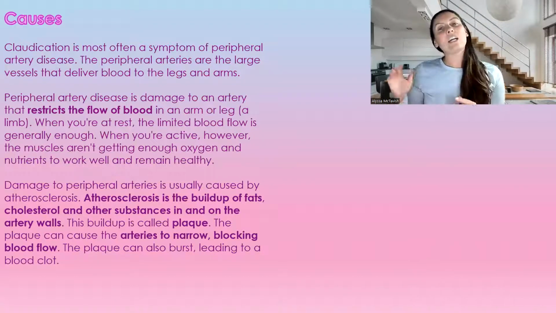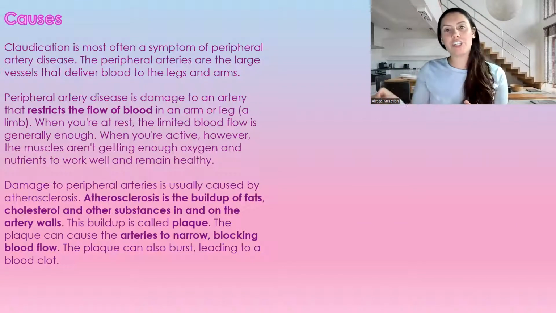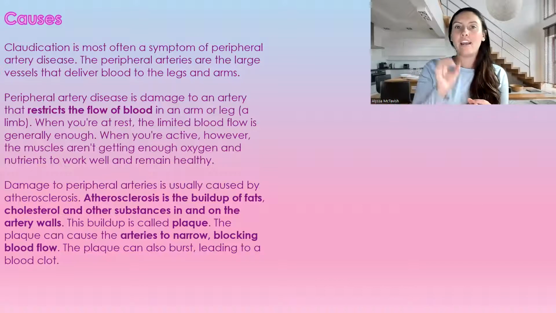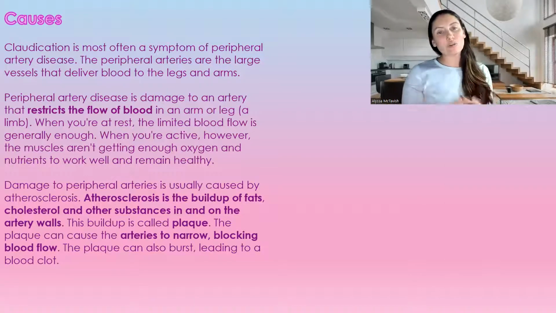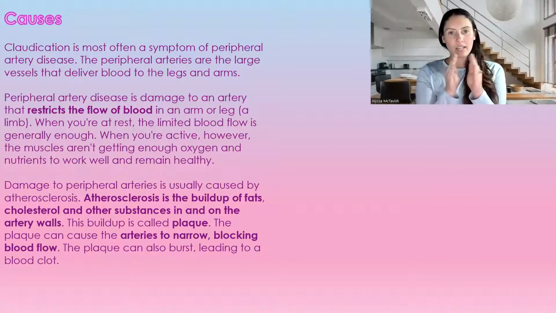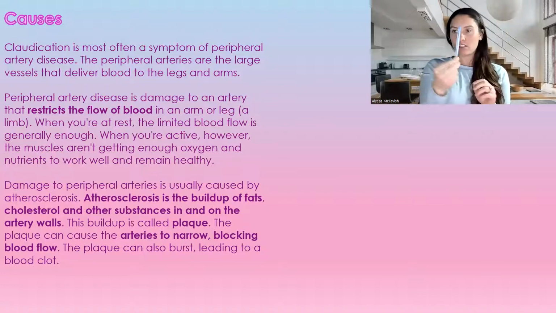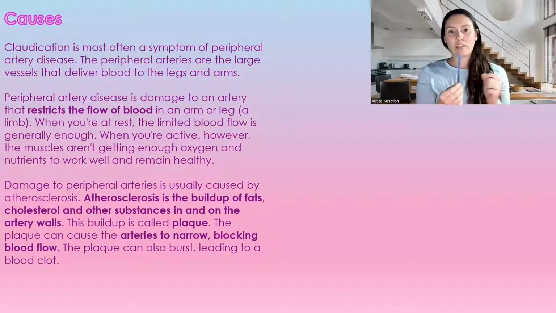So what is the cause of claudication? Like I said, peripheral arterial disease. This is when our arteries have restricted blood flow. This is caused by a buildup of fats, cholesterol, and other substances on the artery walls. It's called plaque. Okay, so when we have that narrowing of the walls, we have an artery and all of a sudden it starts narrowing, not as much fluid is going to be able to get through there.